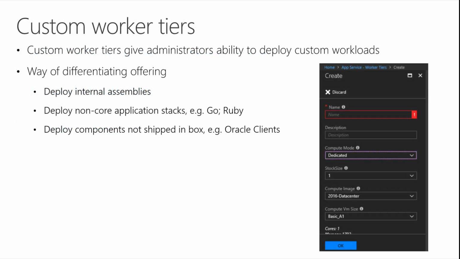So custom worker tiers give administrators the ability to deploy custom workloads. So things like offering internal assemblies, non-core applications, maybe they need Go or Ruby, components not shipped in the box like Oracle clients. So we can create those also if we want to.